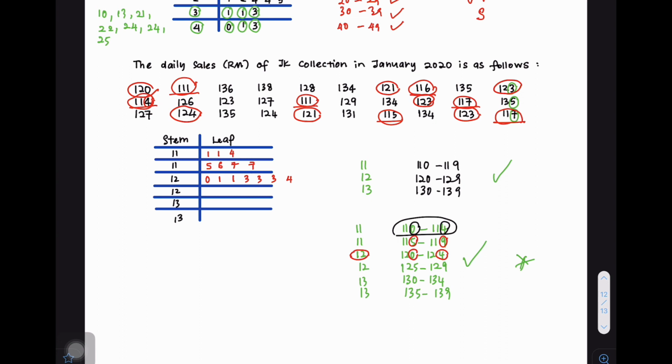Okay. Next, from 5 to 9. Okay, so from 5 to 9. So, okay, we left one more 3 here. So, ada satu lagi 3 kita tertinggal. So, tambah lagi 1, 3. So, 3 and 4. Okay. And then 5 to 9. So, 4 ada satu lagi kat sini. Tertinggal lagi. So, one more 4.